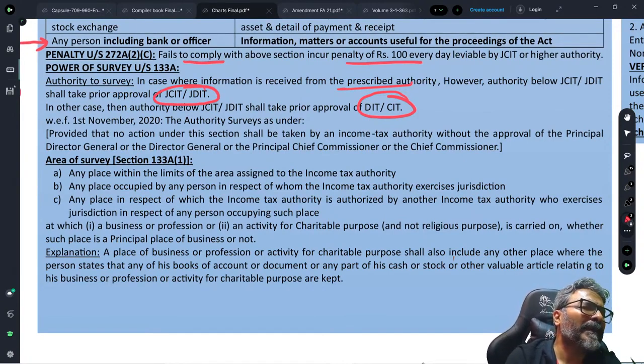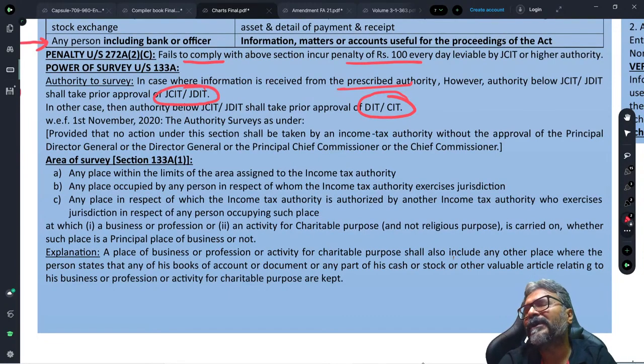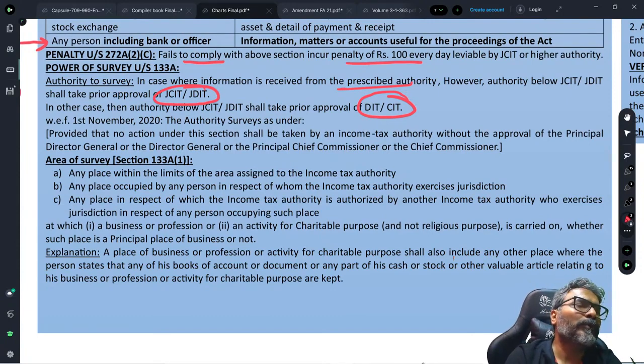Please don't irritate me. So in that case, if the information is coming from the prescribed authority because of which you want to do the survey, please don't irritate the CIT, because he will get irritated. You are not telling him anything new; he also knows about it. So do one thing: take the permission of the Joint Commissioner and then go and do the survey.